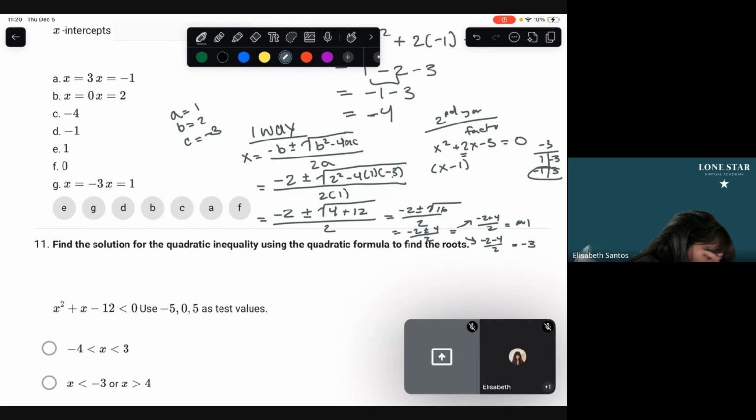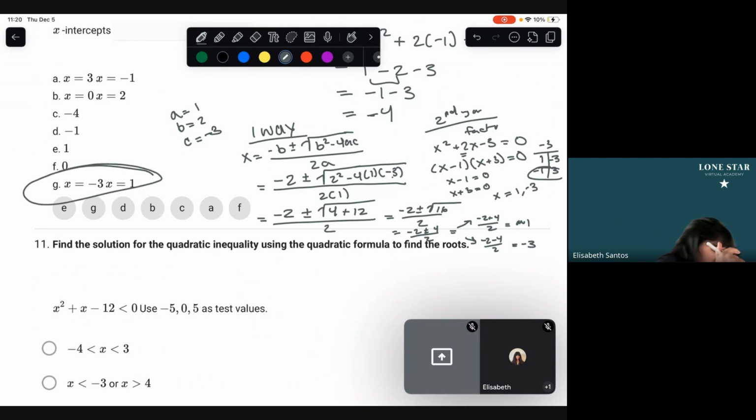So then you set them up. x minus 1 times x plus 3 equals 0. Set each factor equal to 0. Solve for x for each of them. We get x equals positive 1 and negative 3. So that is this one.